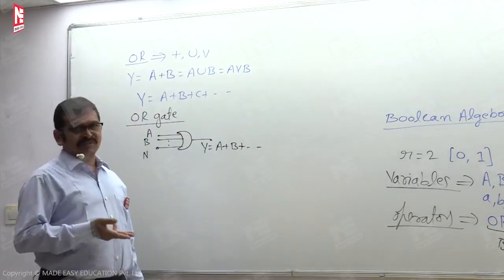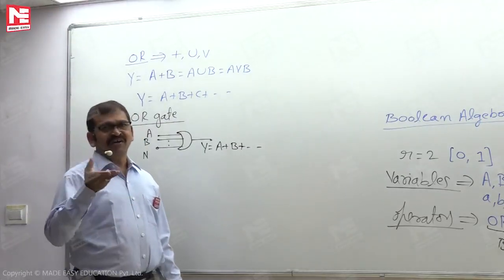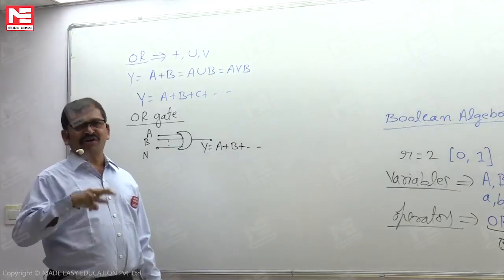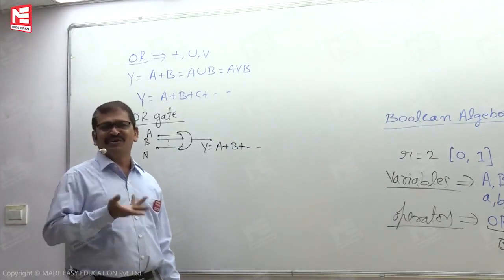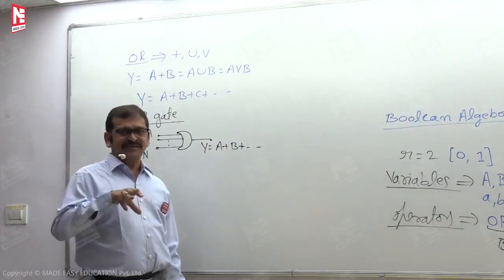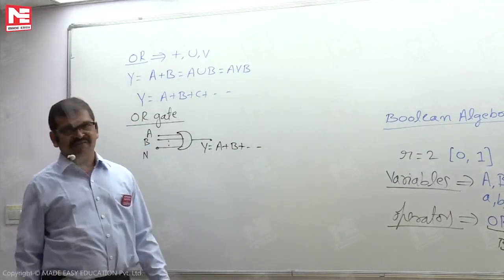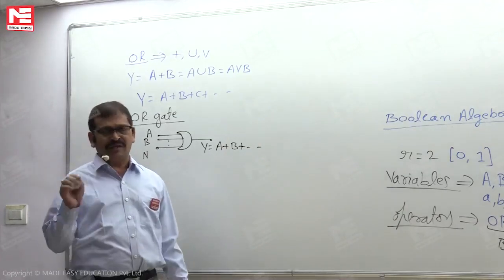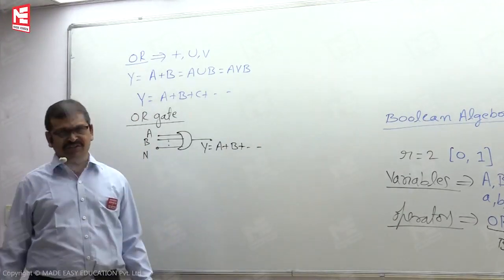Or equivalently, if we say the fan-in of a given OR gate is 3, then by default it indicates that the particular OR gate has 3 inputs. That is the meaning of the word fan-in. Fan-in is the word which refers to the number of inputs of a logic gate.